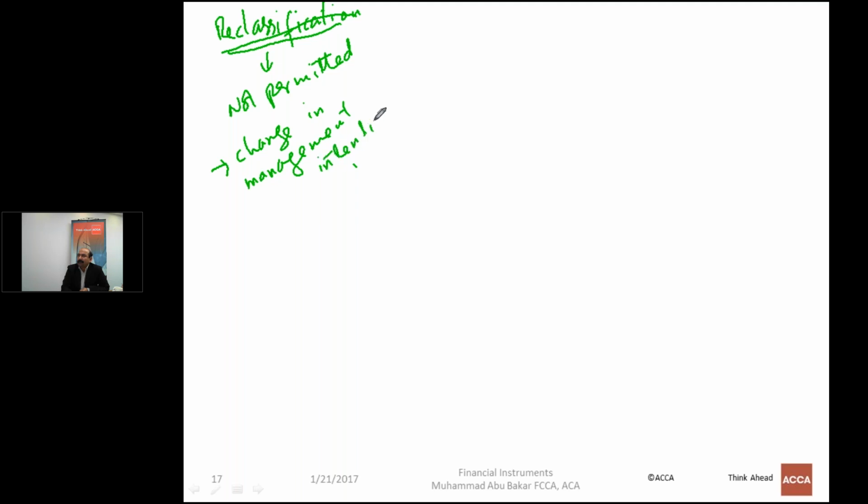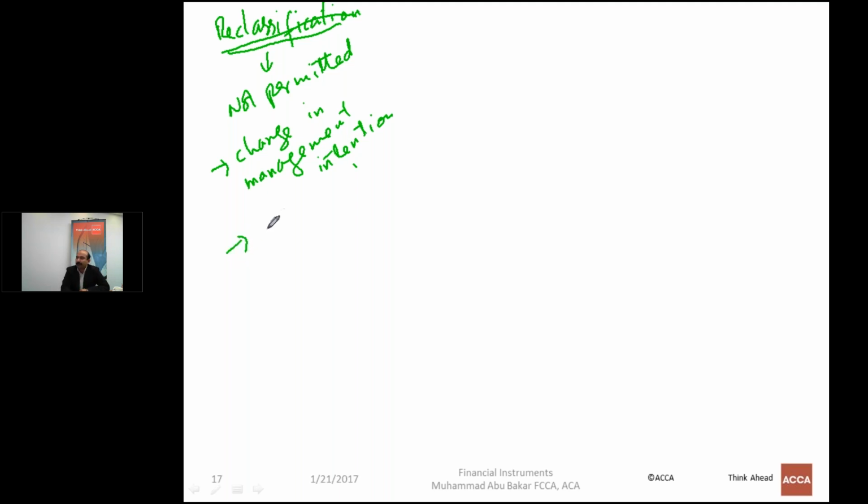So if there is a change in the management intention, this will not affect the classification. You cannot reclassify a financial asset based on a change in the management intention. In fact, the business model should actually change. This change should be reflected in their change in practice, their change in business model.